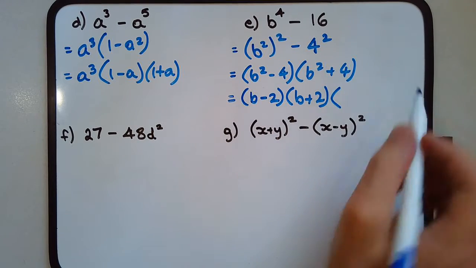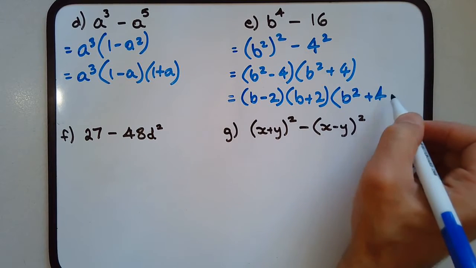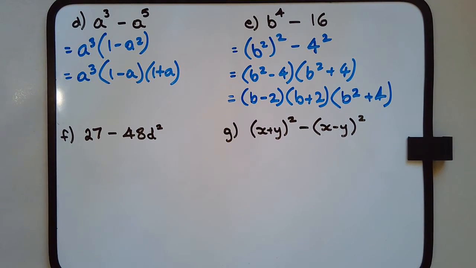But the second bracket, b squared plus 4, is not a difference of 2 squares. That's the sum of 2 squares, which we can't factorize at this point anyway, okay? Unless we start dealing with square roots of negatives and other abstract craziness. But for now, we'll just leave it as it is.